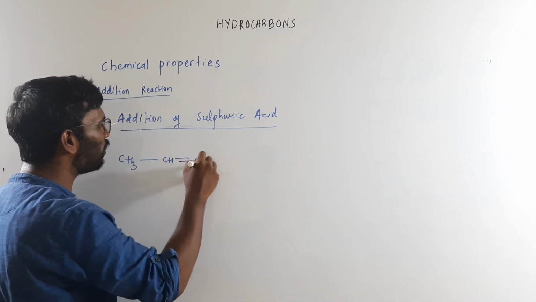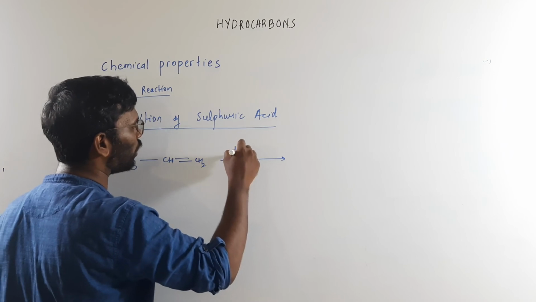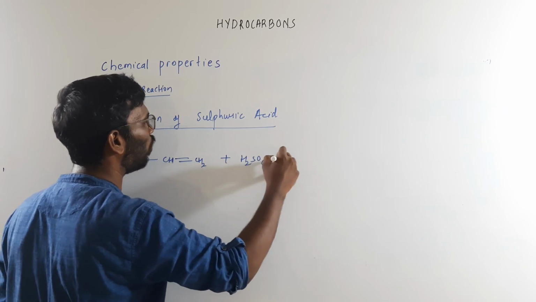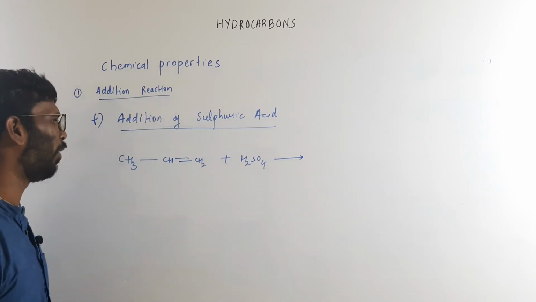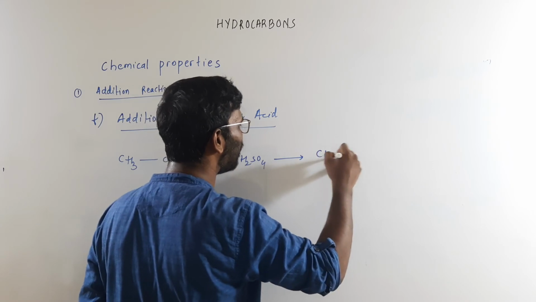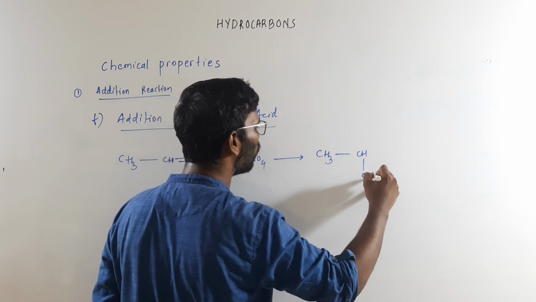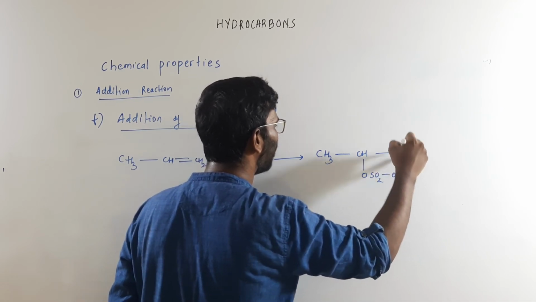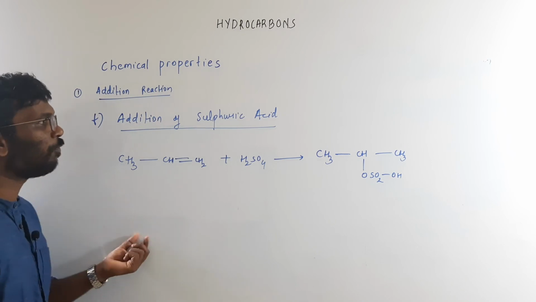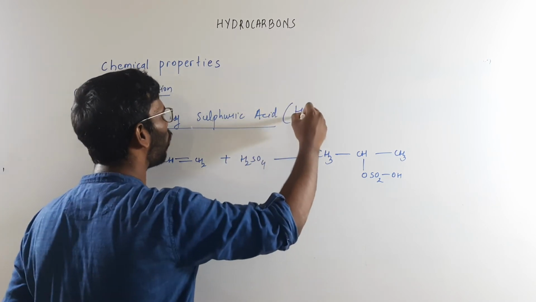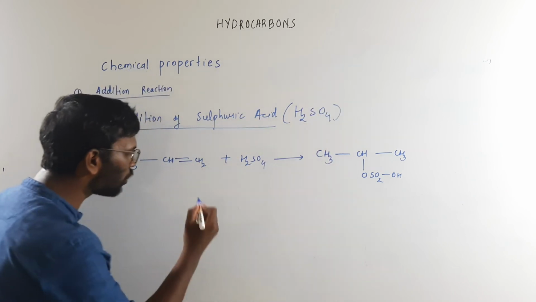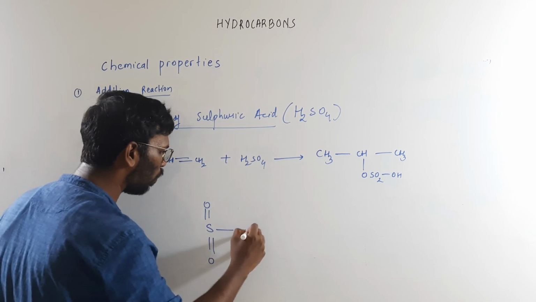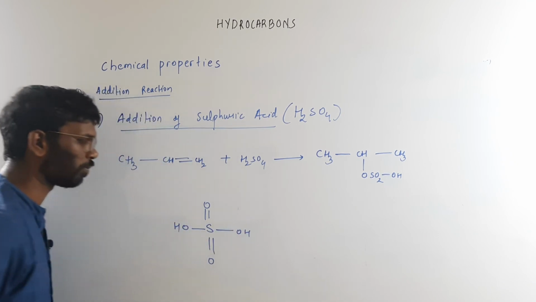And let's take this. We are just doing the addition of H2SO4, I am saying that H2SO4 is being added over here. What is the product we are going to get? The product we are going to get is CH3, CH, O, SO2, OH, and CH3. Again the same thing is happening over here. The sulfuric acid formula is H2SO4, right? And the structure of sulfuric acid is S double bond O, OH and OH.